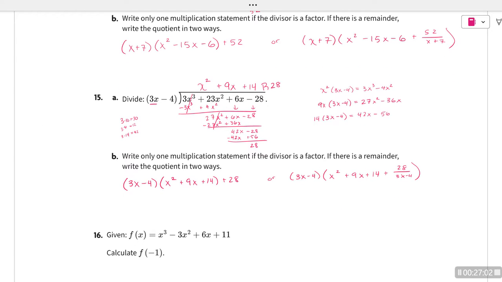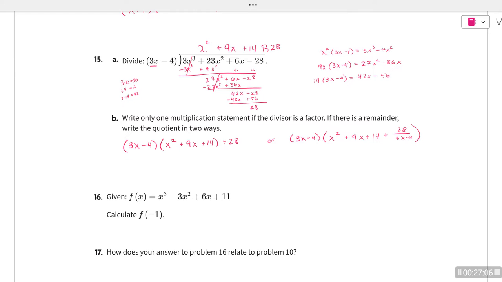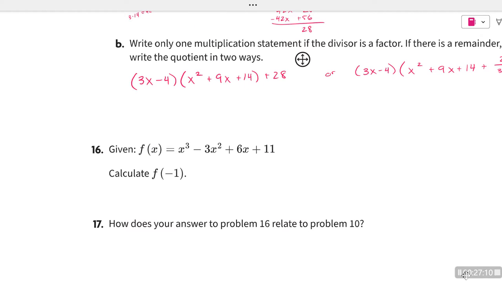Okay, so 16, we're finally changing things up a little bit. This time it gives us a function. It wants us to calculate f of negative 1. So let's go ahead and plug in negative 1 everywhere we see an x value. So we have negative 1 cubed minus 3 times negative 1 squared plus 6 times negative 1 plus 11.